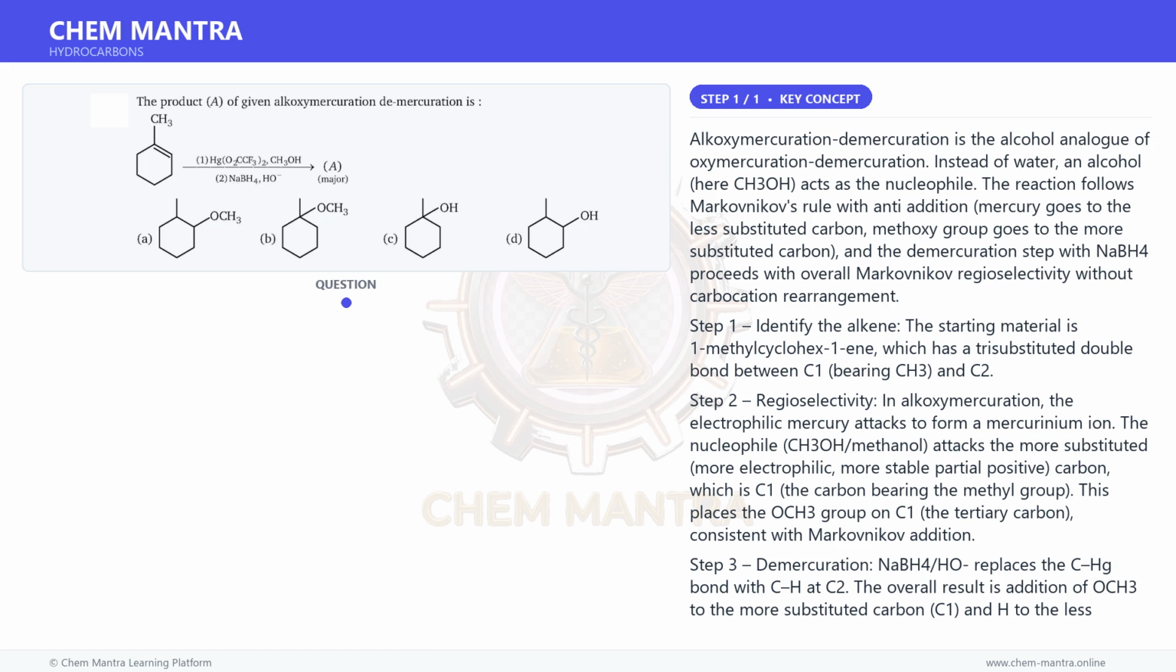This corresponds to option B. Why other options fail? Option A. OCH3 at C2, less substituted, would be anti-Markovnikov, not the major product. Option C. Instead of OCH3, the nucleophile is OH, not CH3OH, so an alcohol forms, not an ether. Option D. OCH3 at C2 is both anti-Markovnikov and uses the wrong nucleophile.